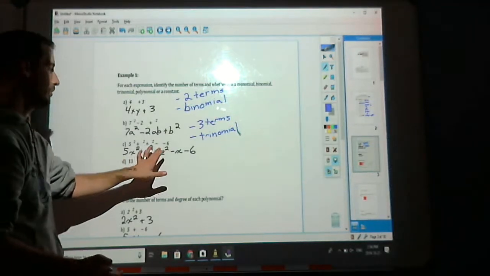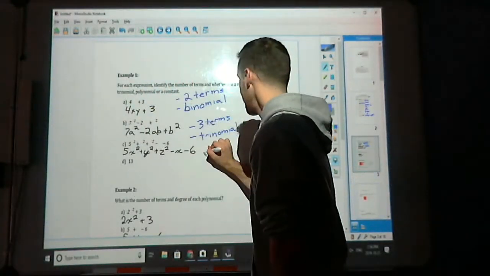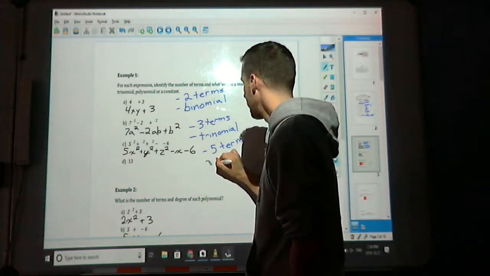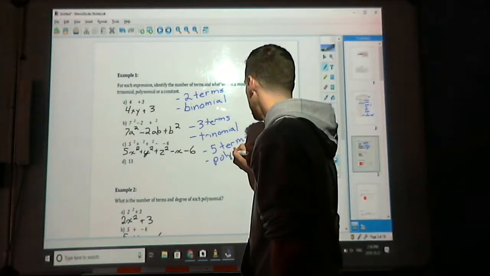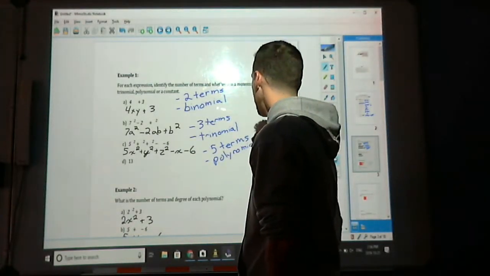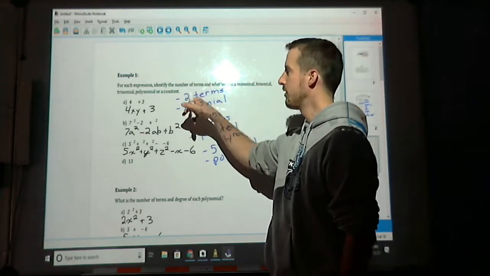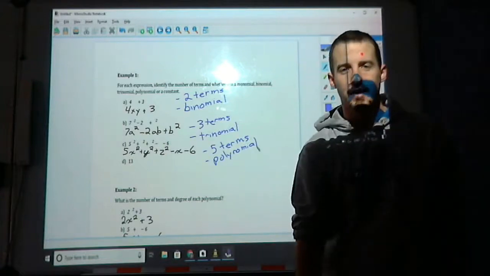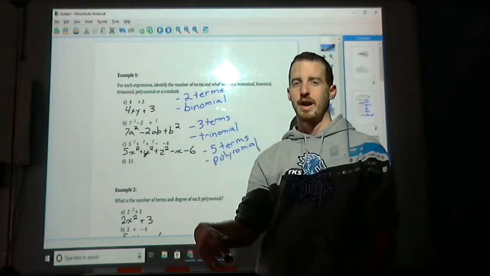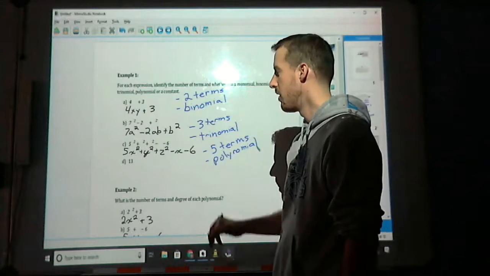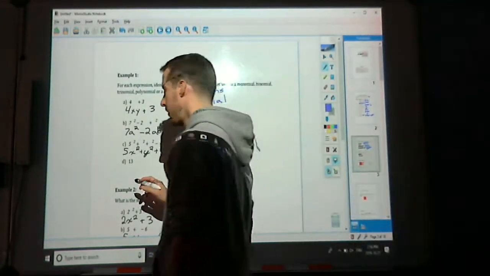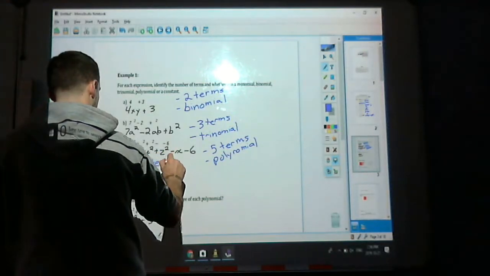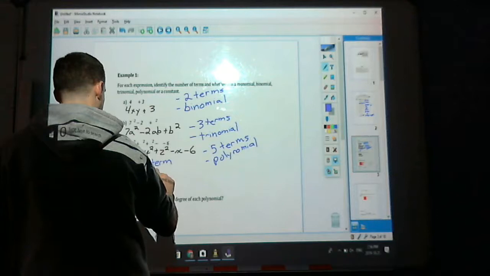Here we have 1, 2, 3, 4, 5 terms. Wow. And so we would simply call that a polynomial. All of these are polynomials, but for 1, 2, and 3 term polynomials, we have specific names for them. Anything after that, we just get lazy and bored and tired of calling them, so we just call it a polynomial. Okay, and lastly here we have 1 term, and that is referred to as a constant.